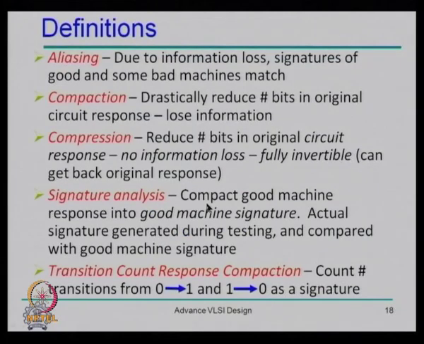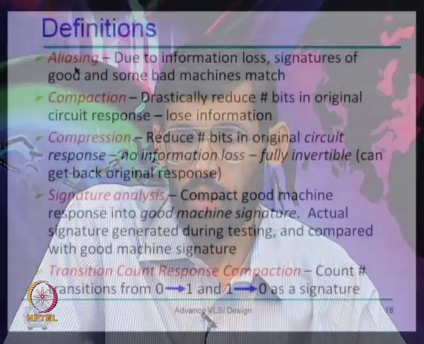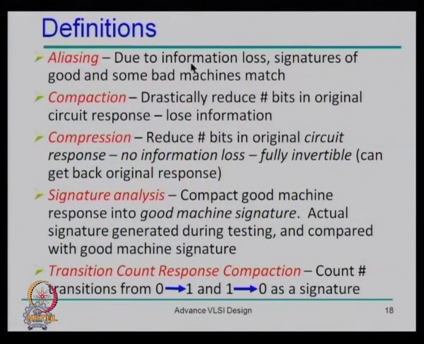One of the problems could be, like, even if you go to a bank, somebody else may sign and it looks the same as your signature. So there is a small possibility that another person signs and it matches with your signature. That is known as aliasing. Due to information loss, the signature of the good and the bad circuit matches, and that is known as aliasing. So when you generate a signature, we have to be careful that aliasing should be as little as possible, or ideally there should be no aliasing.